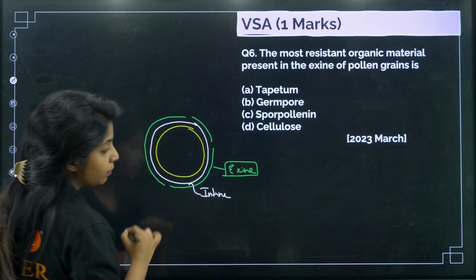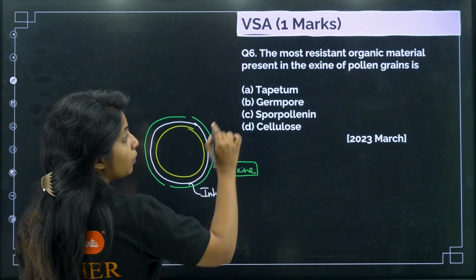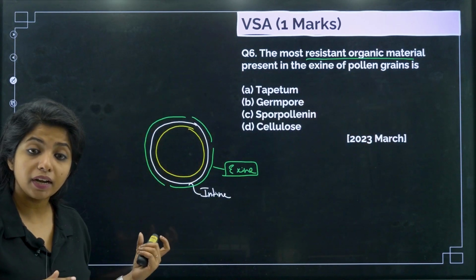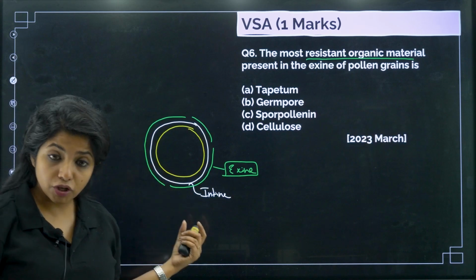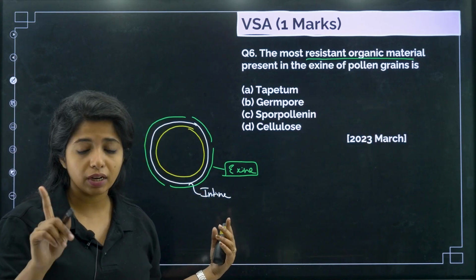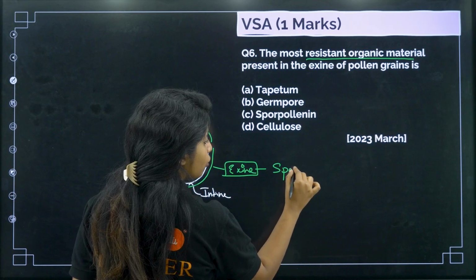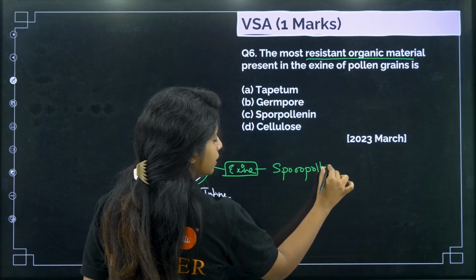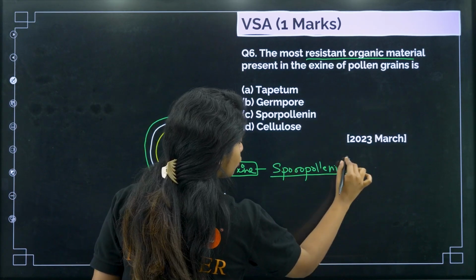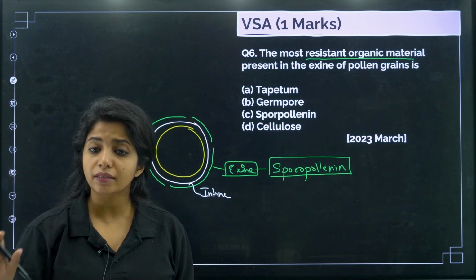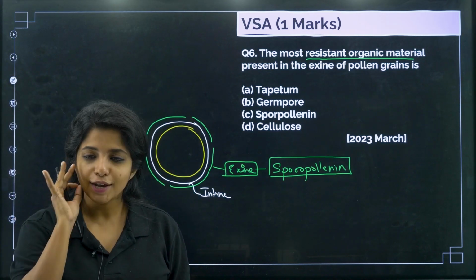Now I'll tell you one very important thing about exine. Exine is made up of one very resistant organic material such that this pollen grain can survive for a long time, which is why it is used as fossils also. This is a very important question. So this exine is made up of what? Sporopollenin. It is made up of sporopollenin, which can sustain high acid level, alkali level and things like that. So good.